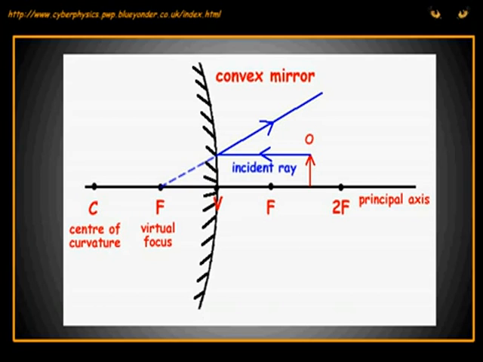First, we draw an incident ray that is travelling parallel to the principal axis before it hits the mirror. It reflects in such a way that it appears to be coming from the virtual focal point, the one on the far side of the mirror.